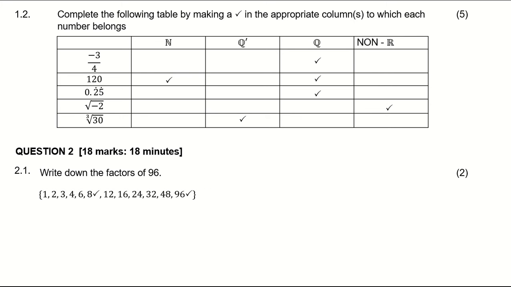Now find the 5 multiples of 15. The multiples are simply 15 multiplied by natural numbers. So 15 times 1 will give you 15. 15 times 2 will give you 30. 15 times 3 will give you 45. 15 times 4 will give you 60. 15 times 5, all of those are natural numbers.